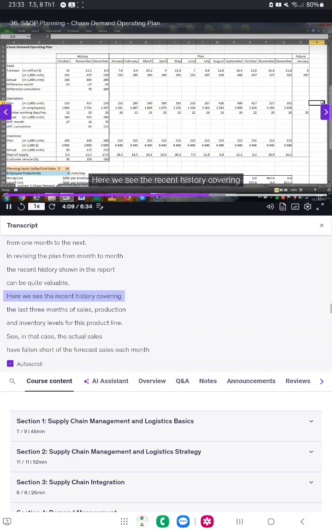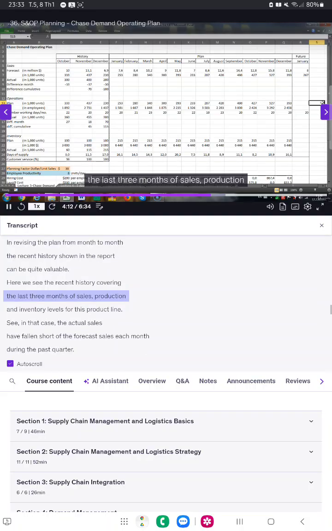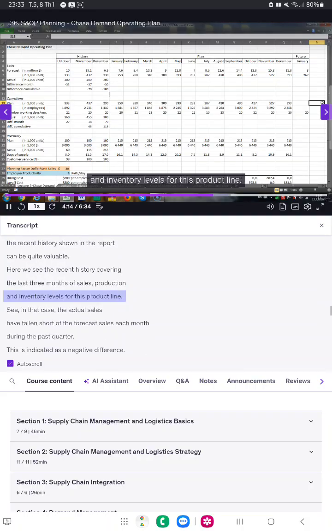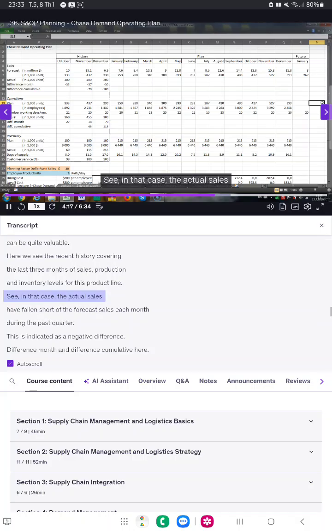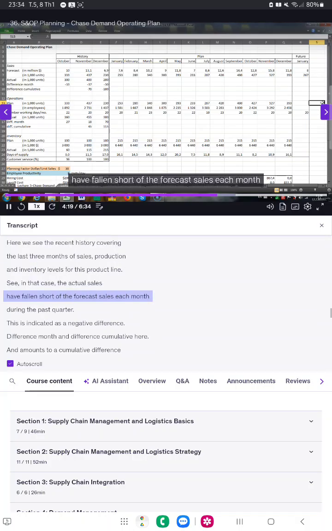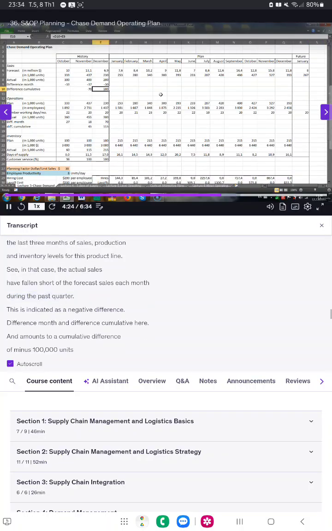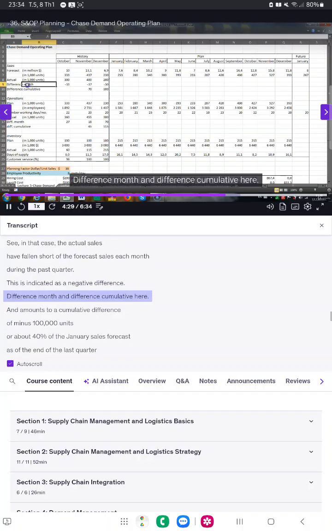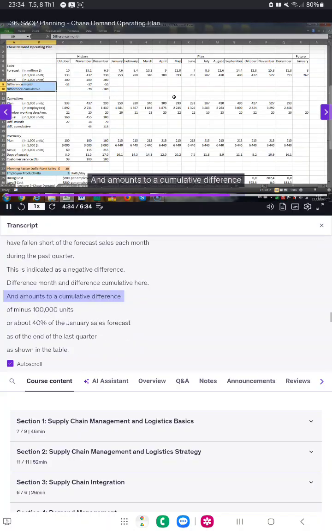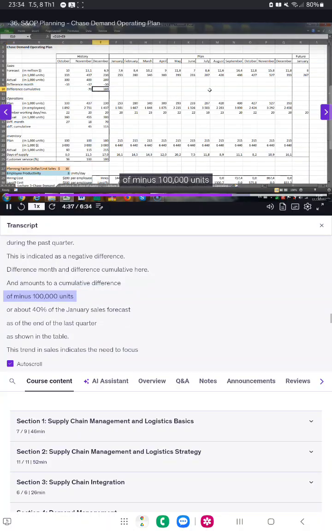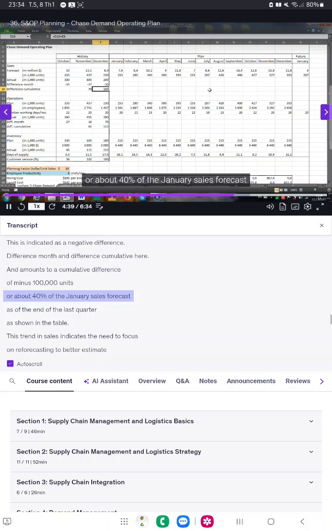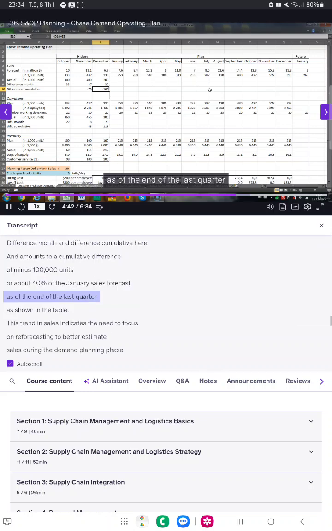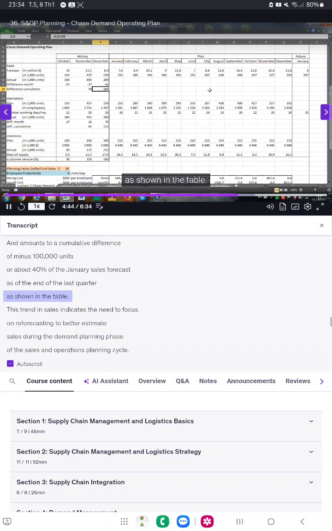Here we see the recent history covering the last 3 months of sales, production and inventory levels for this product line. See, in that case, the actual sales have fallen short of the forecast sales each month during the past quarter. This is indicated as a negative difference. Difference month and difference cumulative here, and amounts to a cumulative difference of minus 100,000 units, or about 40% of the January sales forecast as of the end of the last quarter, as shown in the table.